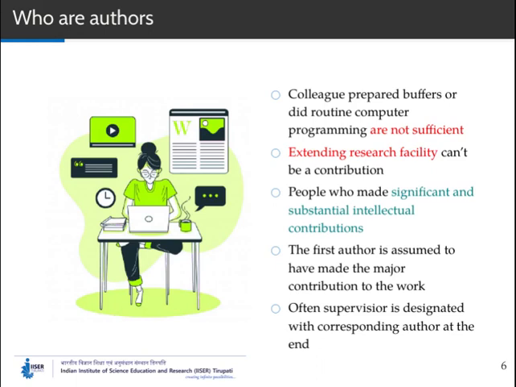So someone who did major work, from synthesis to characterization, is always designated as the first author. Usually the guide or coordinator who suggests or directs the research problem is designated as the corresponding author.